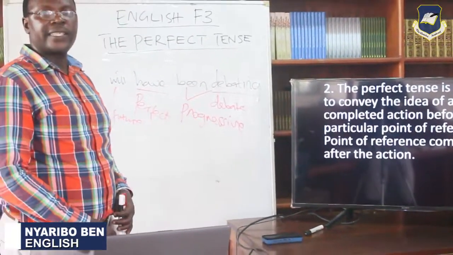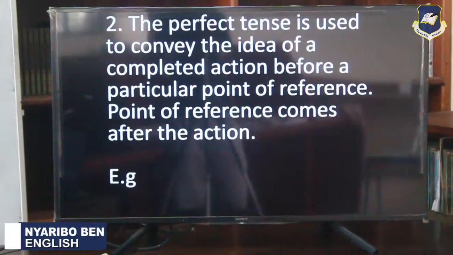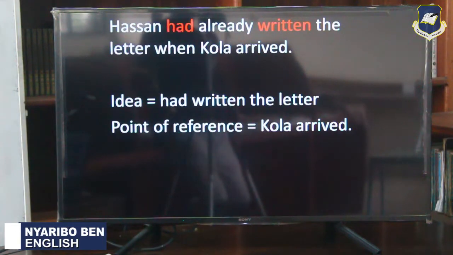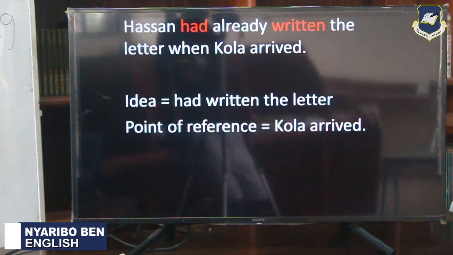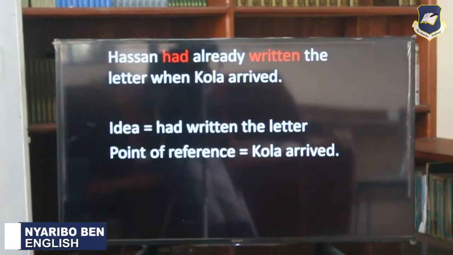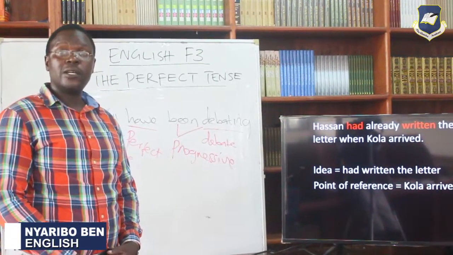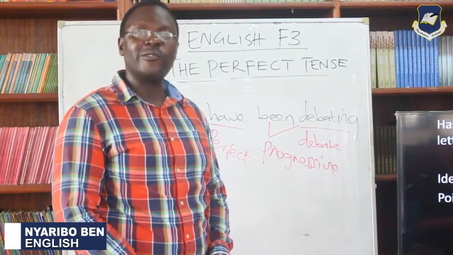I need to explain a bit what is meant by the point of reference. Look at the screen again. Hassan had already written the letter when Caller arrived. The idea we want to communicate is had written the letter. And the point of reference, Caller arrived. So our perfect tense is marked in the idea, which must come before the point of reference. So, the idea must be presented in relation to the point of reference.